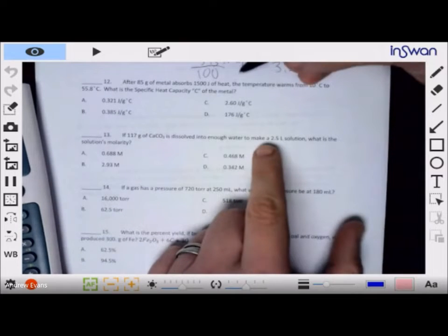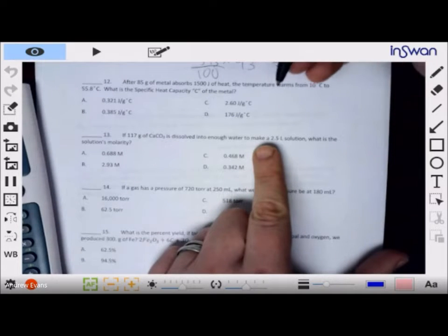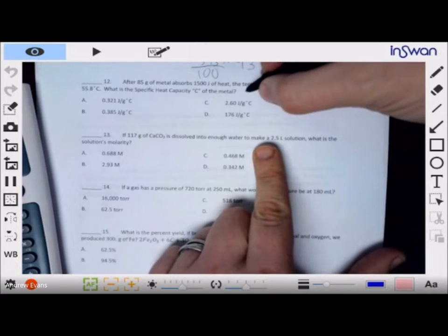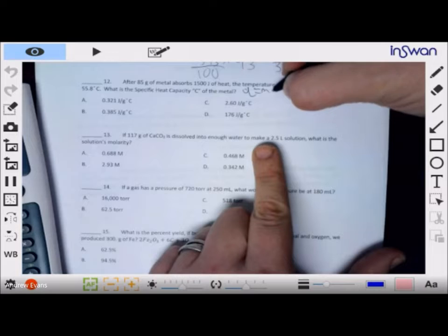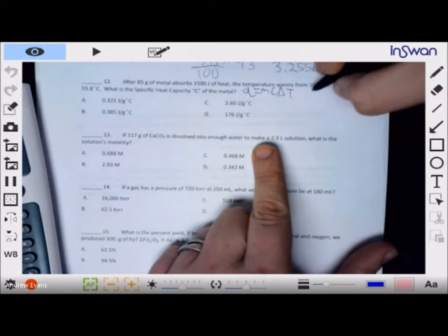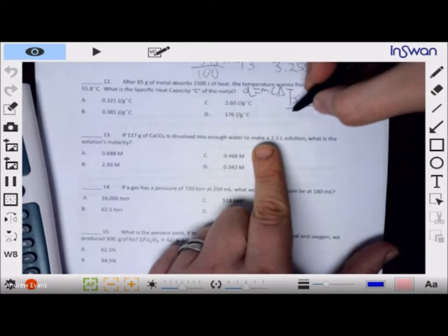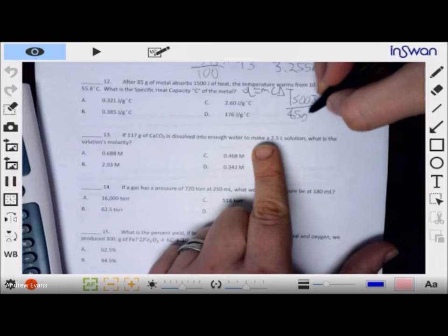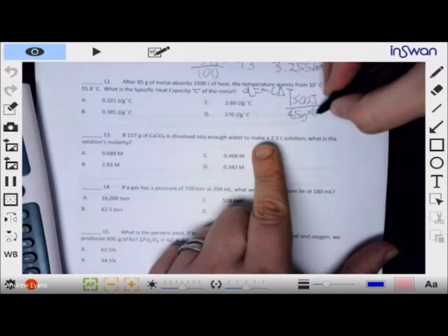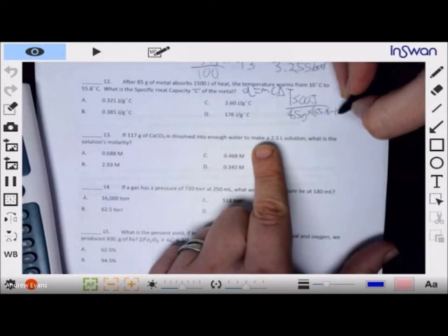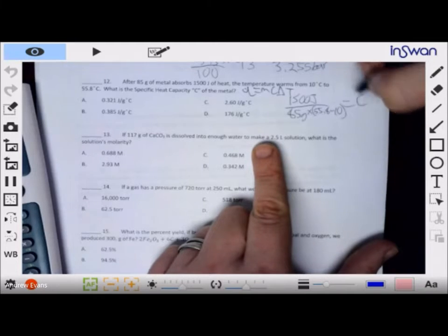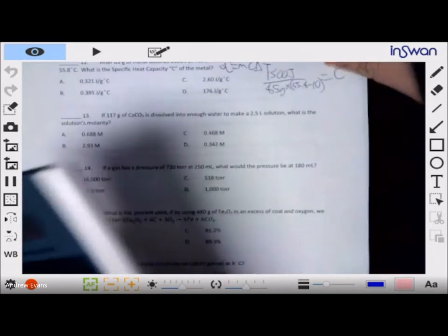85 grams of metal absorbs 1500 joules of heat. The temperature warms from 10 degrees to 55.8. What is the specific heat of the metal? There's Q equals mcΔT, except this time we're finding the c. So Q is 1500 joules. You divide by your mass of metal, 85 grams, and your delta T of metal, which is essentially 55.8 minus 10, which is 45.8.